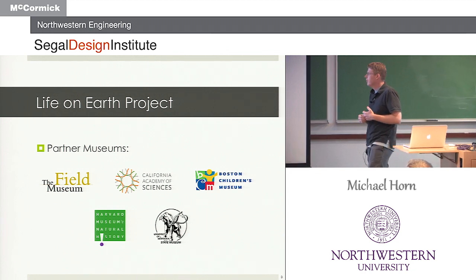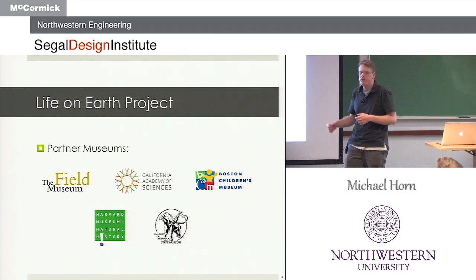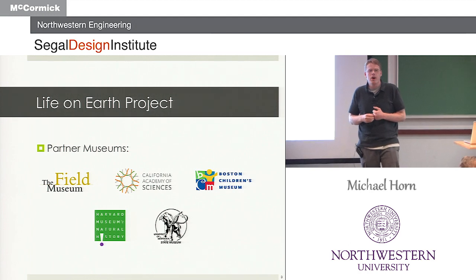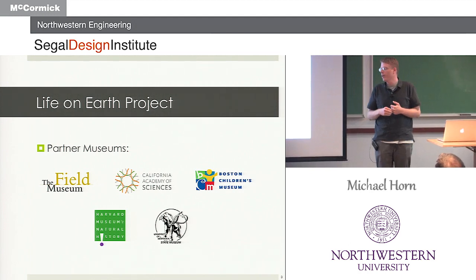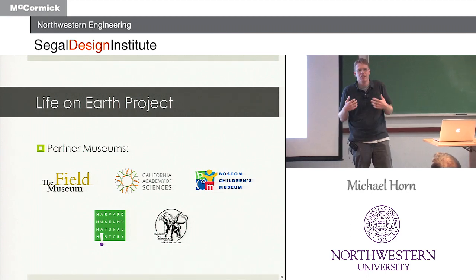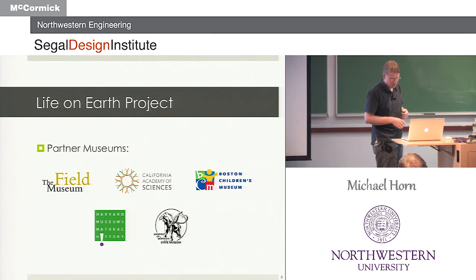To do that, we're using multi-touch tabletop technology, or interactive tabletop. As lots of visitors like to say, oh, it's like a giant iPad. That's sort of what tabletops are: tabletop surfaces that you can touch and interact with. We're working with a few museums around the country, including the Field Museum here in Chicago, the Boston Children's Museum, and the California Academy of Sciences in Golden Gate Park. So it's really exciting to have these partner institutions.